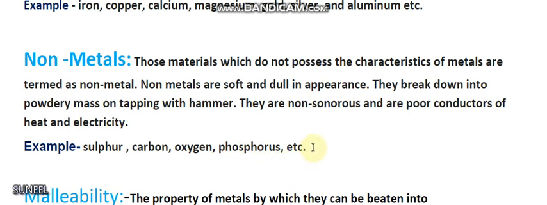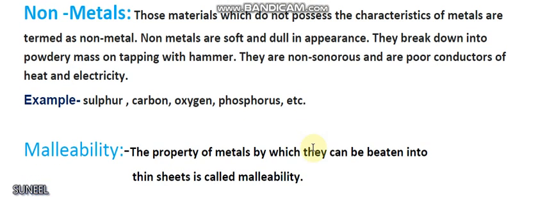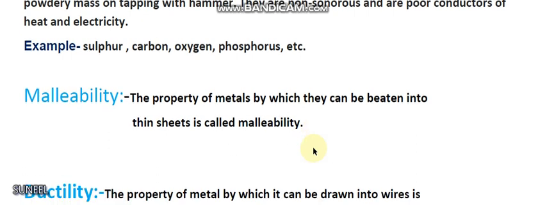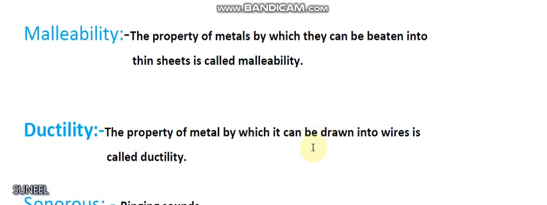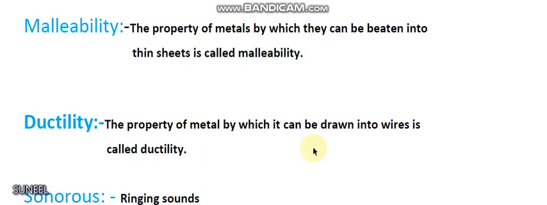Here I will add upon that mercury is an exception which exists in liquid state but is classified as a metal. So mercury is an exception of a metal which exists in liquid state in nature. Now let us understand the different terms used to explain the metals or non-metals.